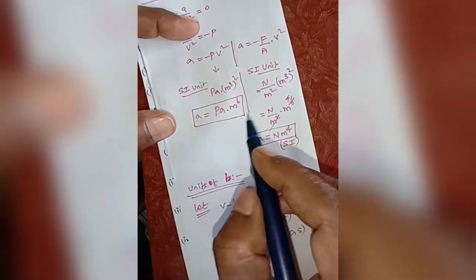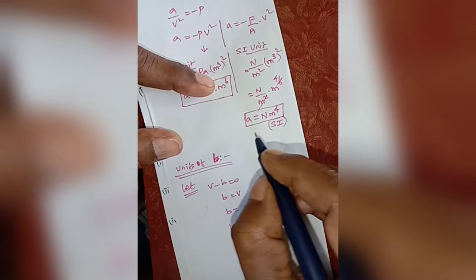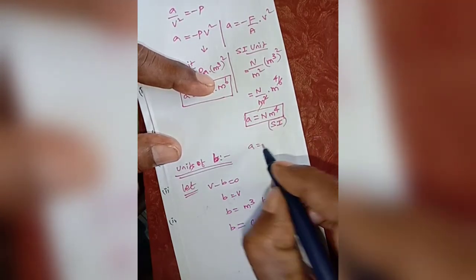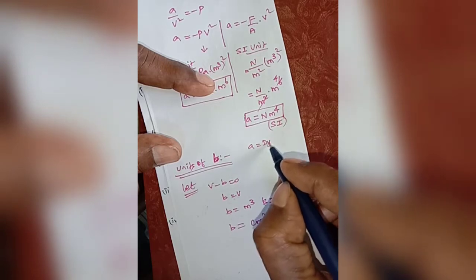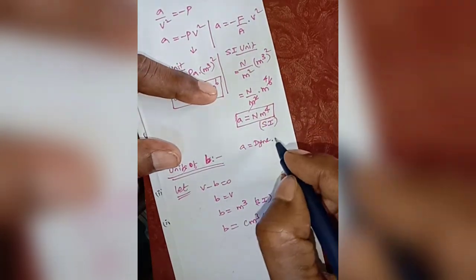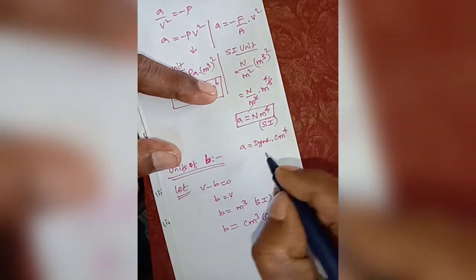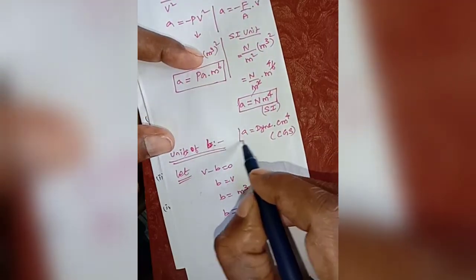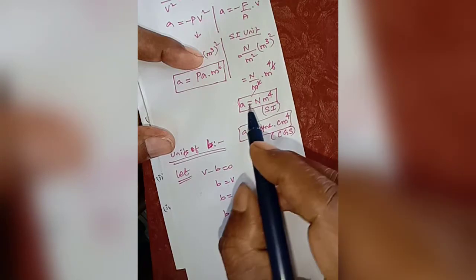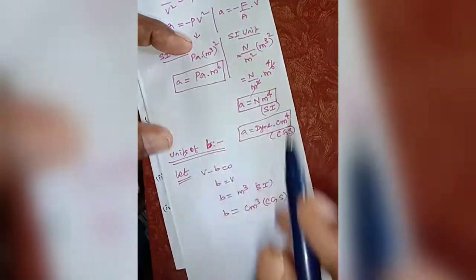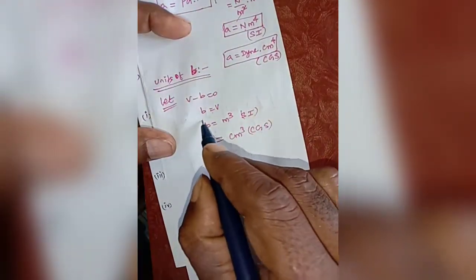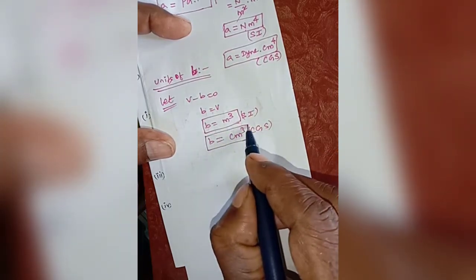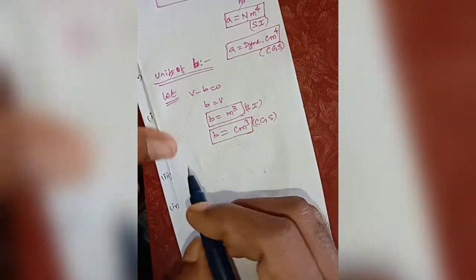Here the CGS unit value for a is dyne into centimeter power 4. This is the CGS unit of a. These two are the SI units of a. Next, this is the SI unit of b, and this one is the CGS unit of b.